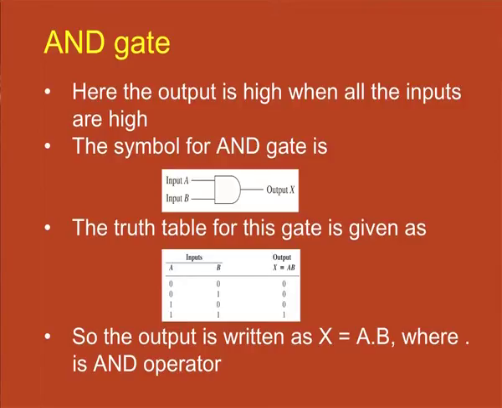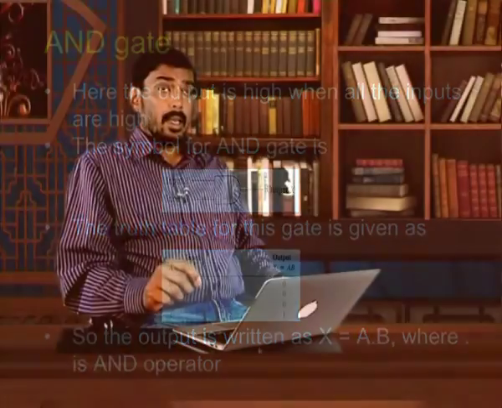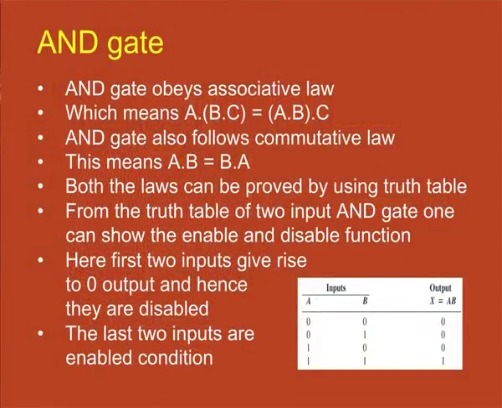Now, we can mathematically write an expression for the AND gate. To represent the output of the AND gate, we can write the following equation, and that is the output X is equal to A dot B, where dot is the AND operator. Now, there are particular features which AND gate needs to satisfy, and the first feature is it obeys associative law. And what is associative law?